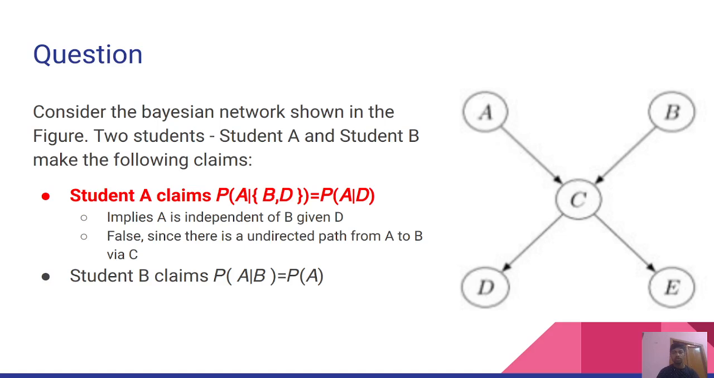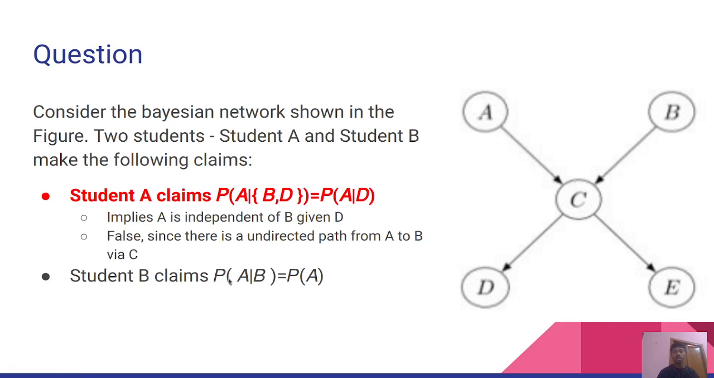So here, P of A given B and D. Basically what we are trying to see is whether A and B are independent. We are saying that A is independent of B given D, but right now C is not blocked, so we can have an undirected path from A to B. We can reach from A to B via this, right? So they are not really independent. It is saying that A and B are independent, but that is not really the case, so this is not correct.